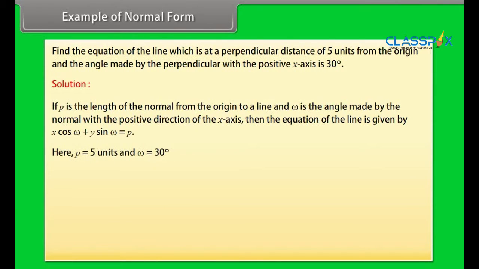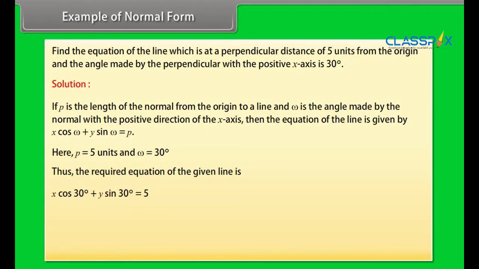Here, p is equal to 5 units and omega is equal to 30 degrees. Thus, the required equation of the given line is x cos 30 degrees plus y sin 30 degrees equals 5. It can be solved to x root 3 plus y equals 10.